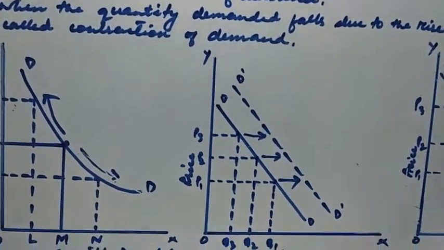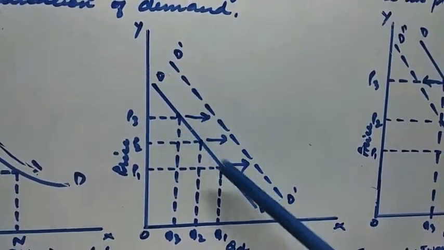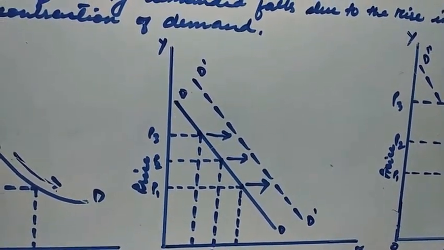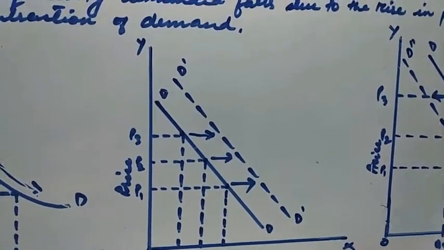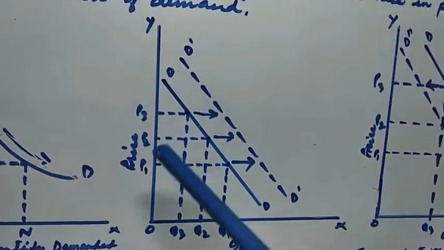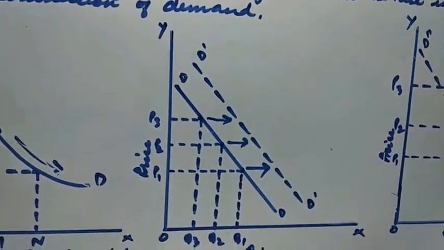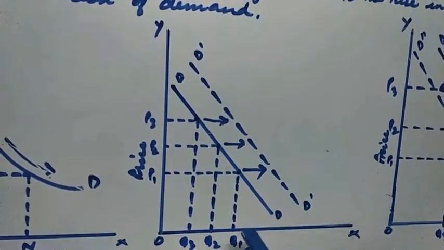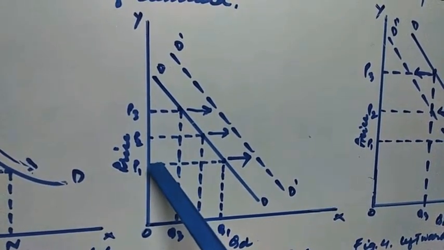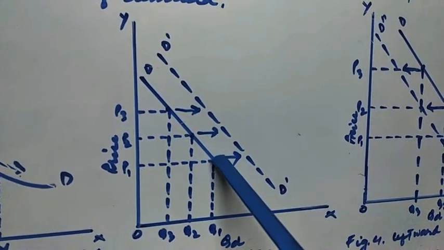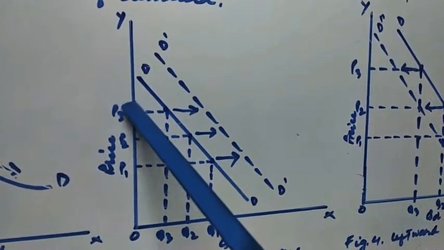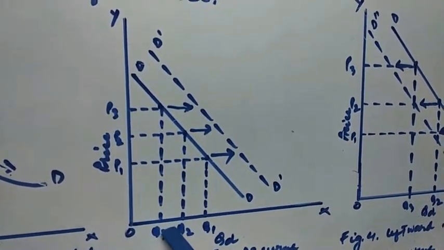So DD is the previous demand curve. With the increase in income, the demand curve shifts right to D' D', which implies that at each price, such as P1, P2, P3, the consumers demand more of the commodity. Previously, at the DD demand curve, at P1 the consumer is demanding only at this point, at P2 only at Q2, and at P3 the consumer is demanding only Q3 quantity.